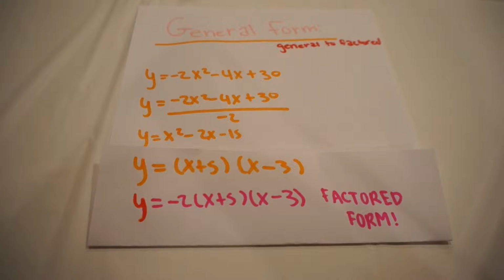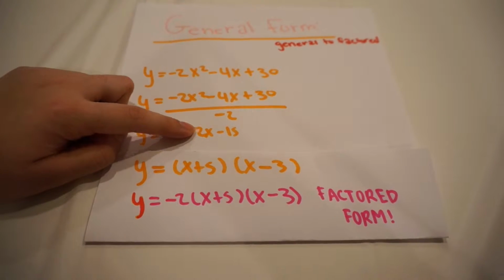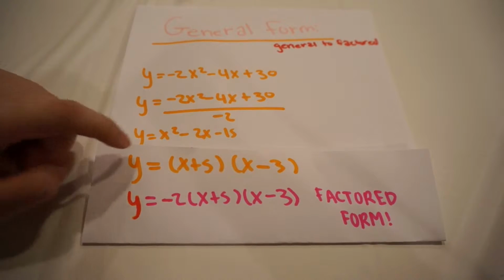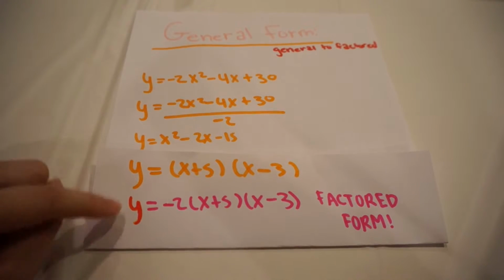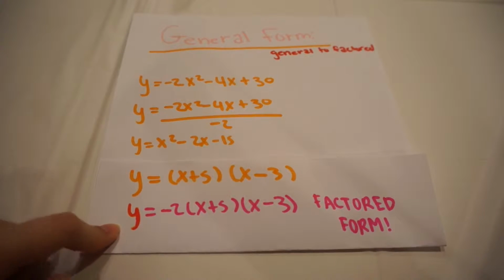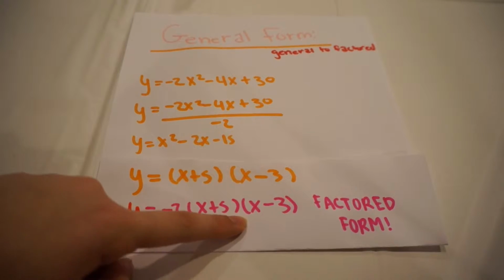Then we needed to find two factors that multiplied to negative 15 and added to negative 2, because we're going to factored form. So we found that those would be a positive 5 and a negative 3. So our final factored form equation turned out to be y equals negative 2 times x plus 5 times x minus 3.